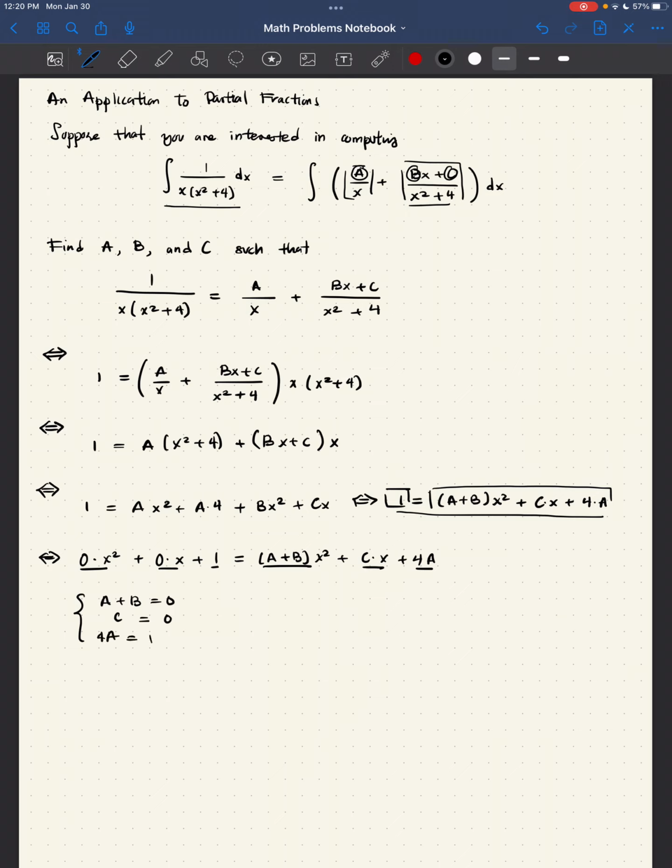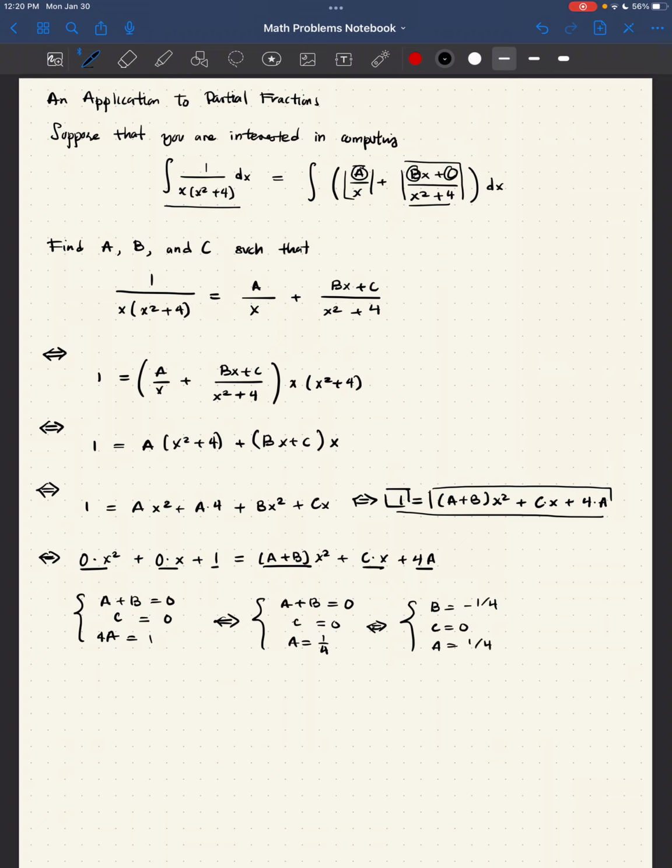Now, we may use matrices or any other device that we use to solve linear equations, as this is simply a system of linear equations that needs to be solved. But then look, small manipulation of this leads us to the following. We have a plus b is equal to 0, c is equal to 0, and a is equal to 1/4. And from here, we can read off that b is equal to negative 1/4, c is equal to 0, and a is equal to 1/4.